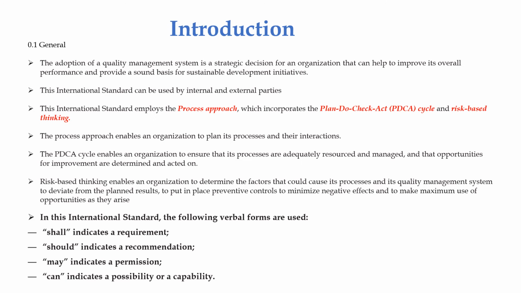But we need to be very careful with four key terminologies which will be used across the standards. Shall indicates a requirement which is mandatory to implement in a particular organization. Should represents a recommendation from the ISO standards. May indicates a permission. Can indicates a possibility or a capability. So we need to be very clear about the meaning of these four terminologies when we read the standards one by one.